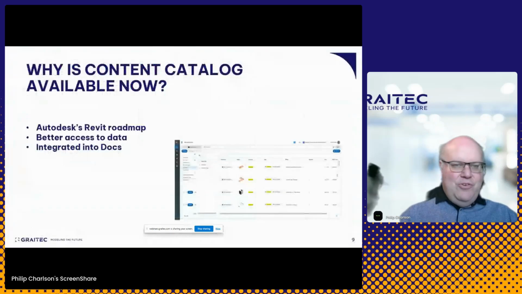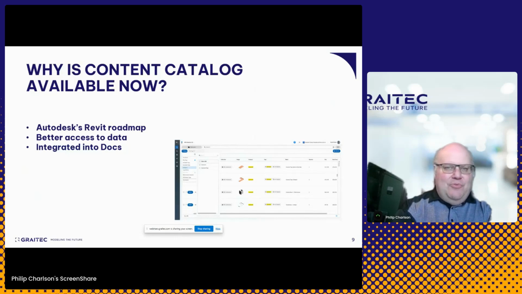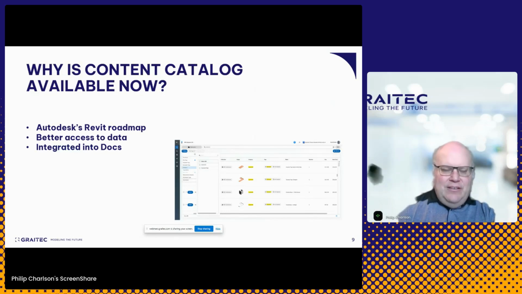All right, so moving on. So why is the content catalog available now? If you have looked in the past or maybe watched previous webinars from Autodesk, they often mention a Revit roadmap. So basically it is telling the users, hey, this is what we're looking at doing in the future for Revit. So you might see some of those webinars, and this was part of their roadmap. So they've basically taken this tool.